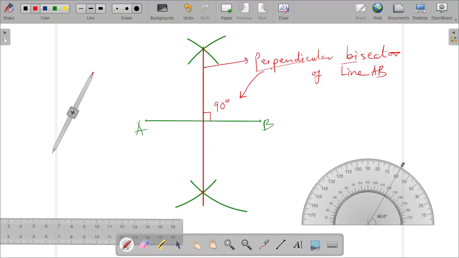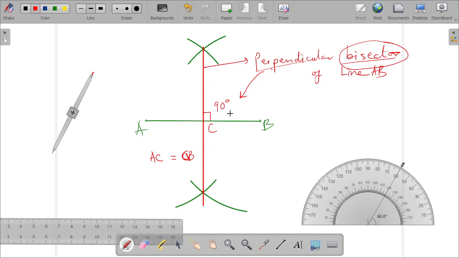Then it is also a bisector because you can see that this red line is passing through the middle of line AB, right? Yes. So if I call this point C, the distance from A to C is equal to the distance from C to B. All right. So obviously this red line is dividing line AB into two equal parts, two equal halves. That's why it's called a bisector.